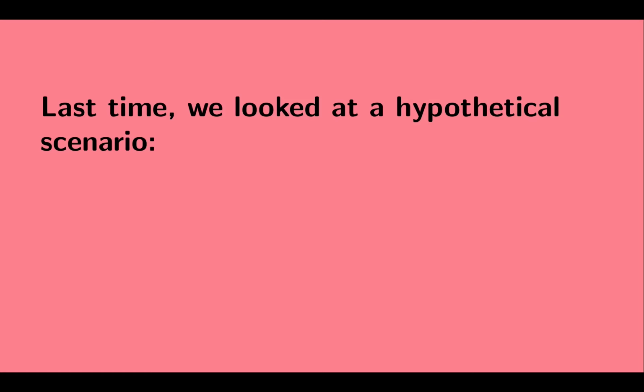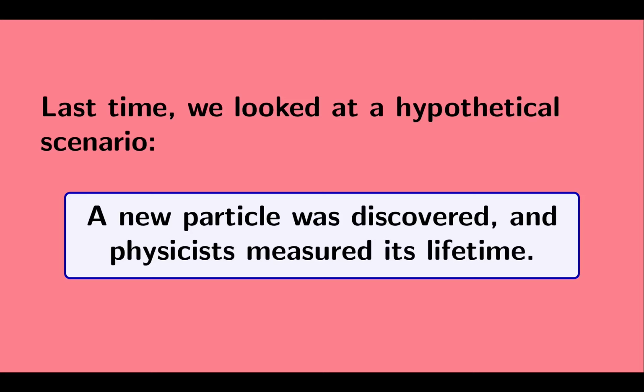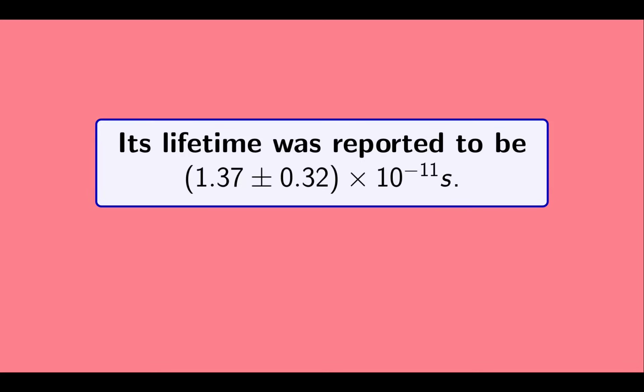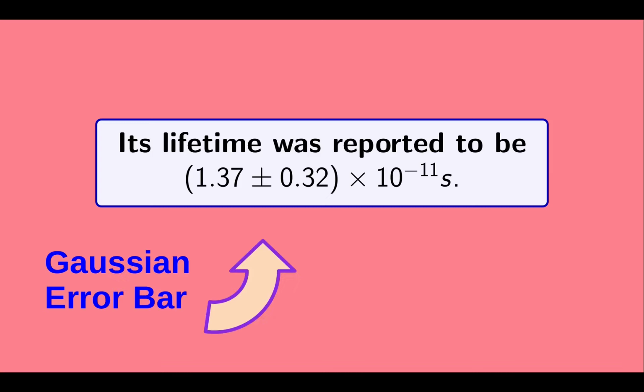Last time we looked at a hypothetical scenario. A new particle was discovered and physicists measured its lifetime. Its lifetime was reported to be 1.37 plus or minus 0.32 times 10 to the minus 11 seconds. And that error bar was taken to be a Gaussian error bar.